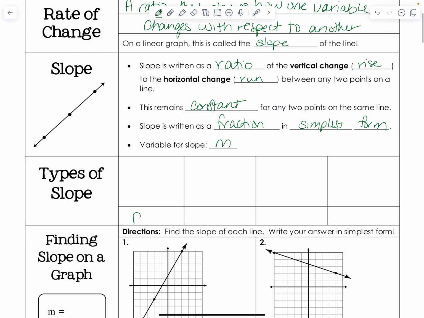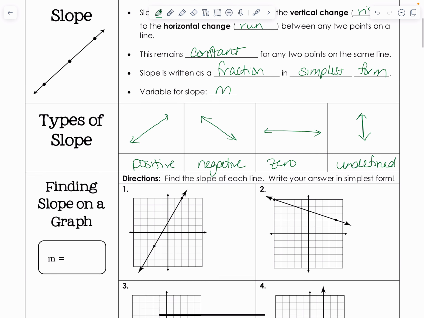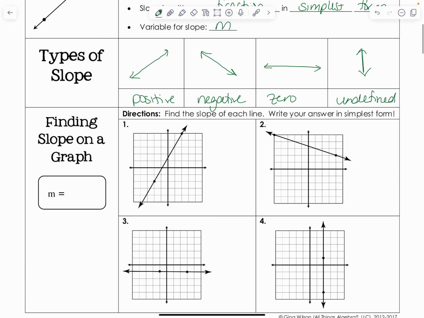So we have positive, negative, 0, and undefined. Positive would look something like this, negative would look something like this, 0 would be horizontal, and undefined is vertical.